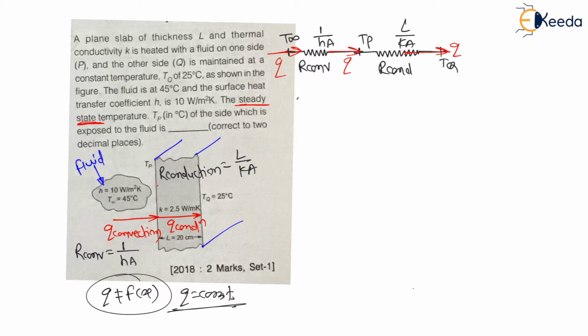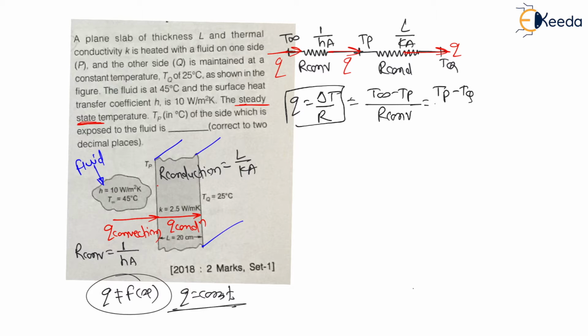Now the heat transfer is nothing but the change in temperature divided by resistance, which we have already derived in theory lectures. Now if I consider the temperature difference between T infinity and Tp, then I have to write the resistance between them, it is R convection. If I write the temperature difference between Tp and Tq, then I have to write the resistance between them, that is R conduction. If I write the total temperature difference, that is T infinity minus Tq, then I have to write both resistances, that is R convection plus R conduction.